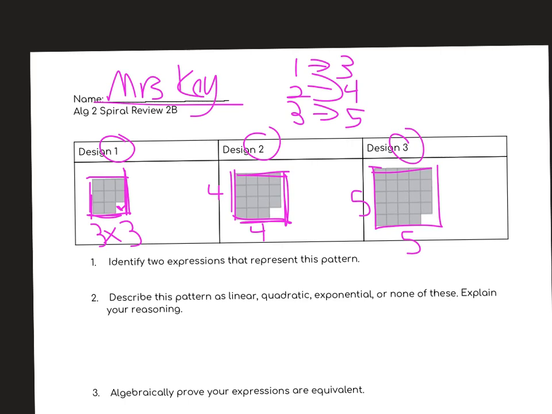So instead of 3x3, I can think of that as 1 plus 2 by 1 plus 2. Instead of 4x4, I can think of that as 2 plus 2 and 2 plus 2. And instead of 5x5, I can think of that as 3 plus 2 and 3 plus 2.